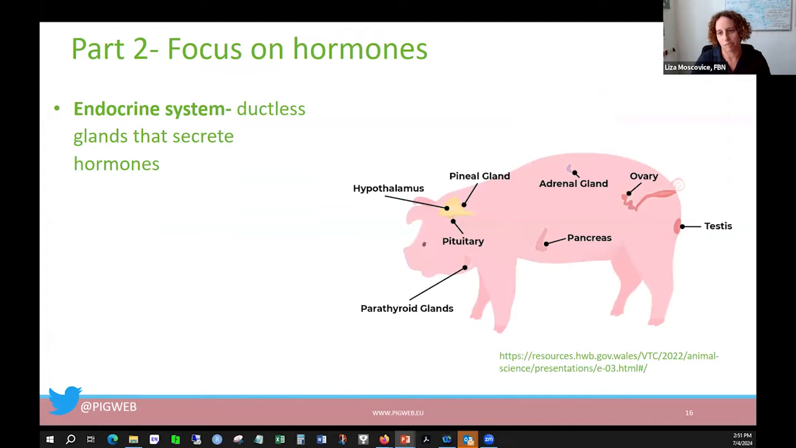So just some general background to remind everyone that hormones are chemical messengers that diffuse from endocrine glands that are located throughout the body. Here you can see the approximate location of the endocrine glands in pigs. And they can have actions at distant sites from where they're released.